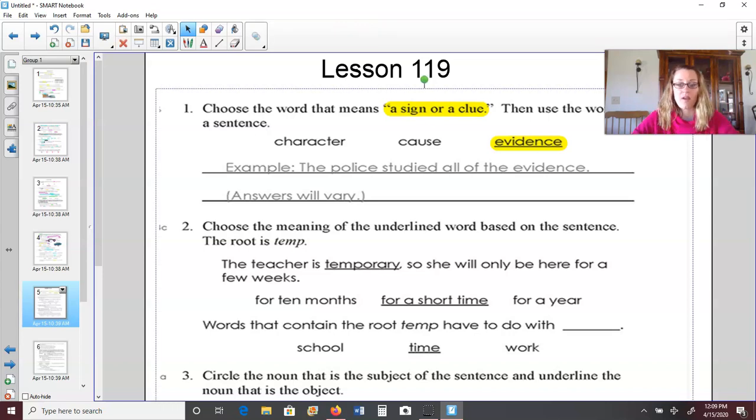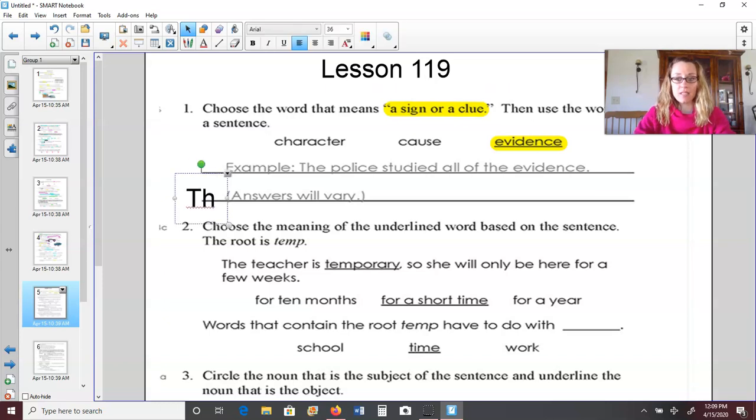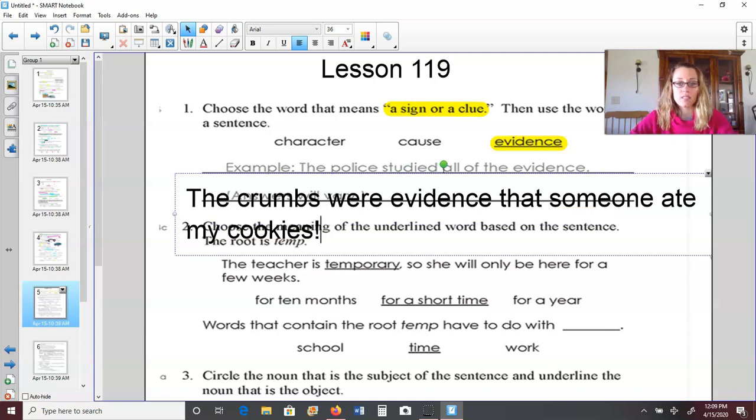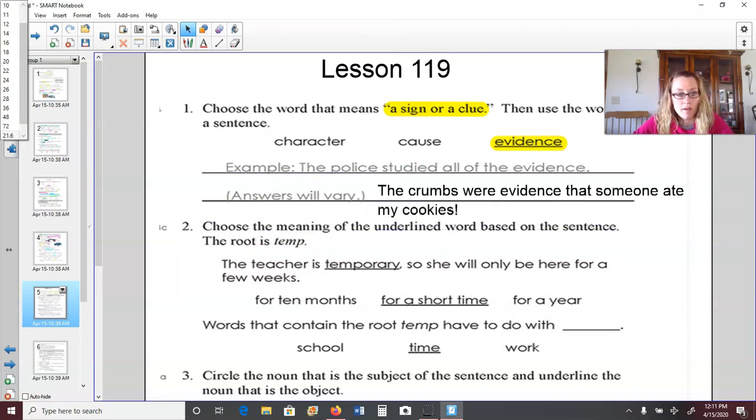Okay, and I'm going to say my sentence: The crumbs were evidence that someone ate my cookies. All right, so I kind of fixed up my sentence there. So my sentence again, the crumbs were evidence that someone ate my cookies. So see if you can come up with a creative sentence using the word evidence.